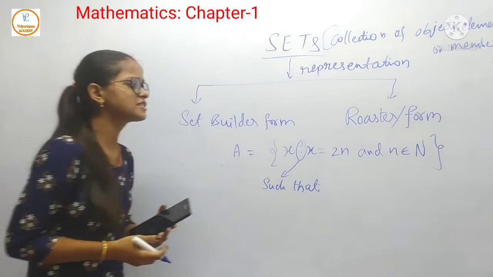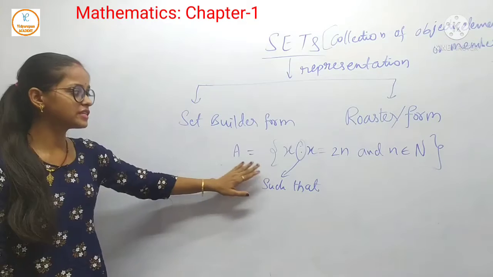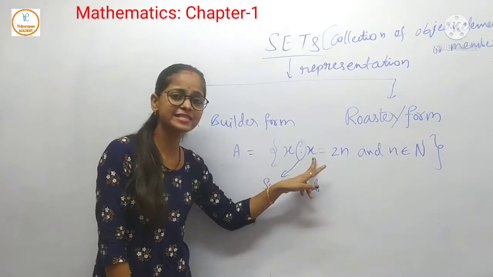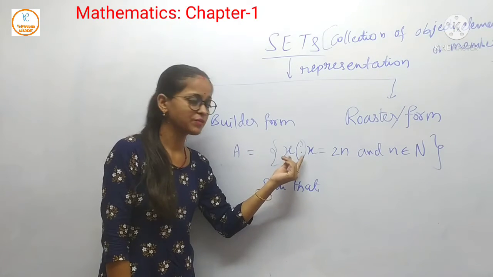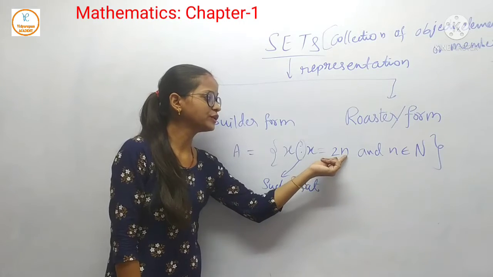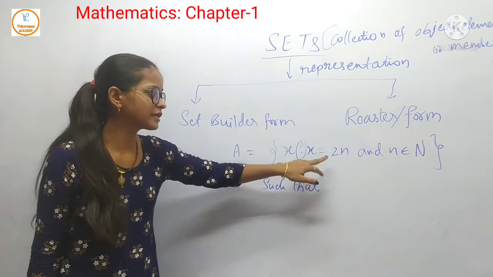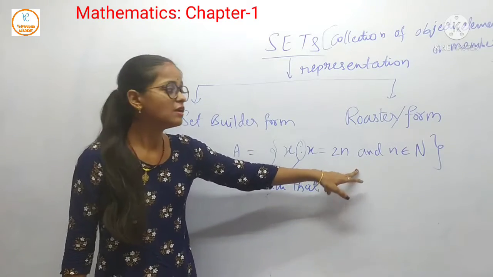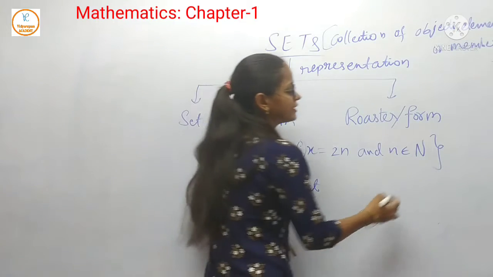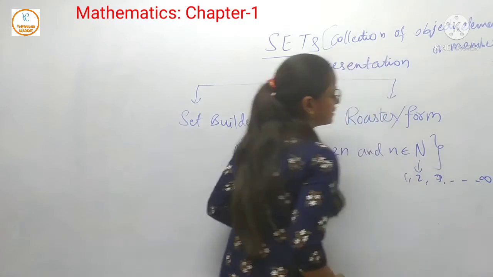So what is the meaning of this statement? I wrote this in the form of the roster form. The first condition is we have to write x such that x. Okay, the formula of x is 2 into n. So this is the formula I gave. The x value is nothing but 2 times n. But what is n? It belongs to capital N, and capital N is nothing but the natural numbers. Natural numbers start from 1, 2, 3 and so on, infinite.